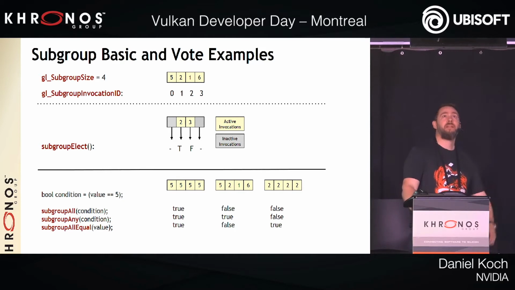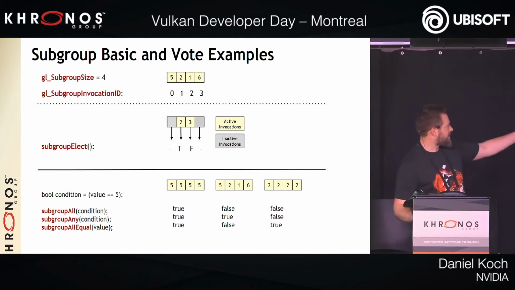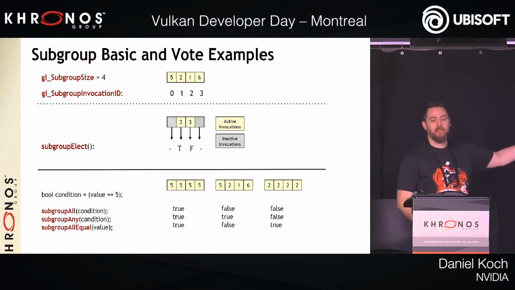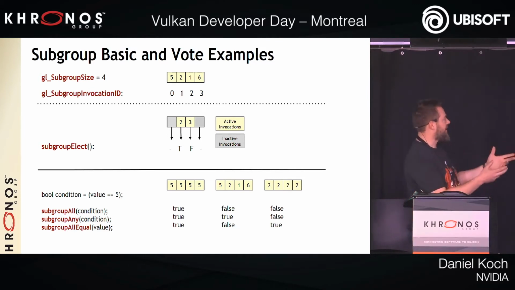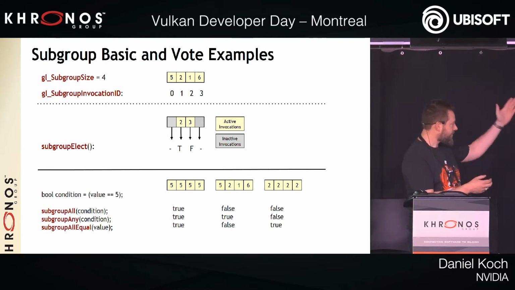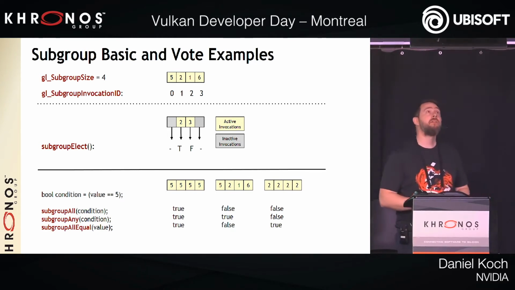So you call subgroup elect on the middle set there. It's going to pick the invocation 1 with the value 2 in it, because invocation 0 is an inactive thread in this example, so it's not executing right now. So if you say subgroup elect, invocation 1 is the one that's going to continue doing your calculation.